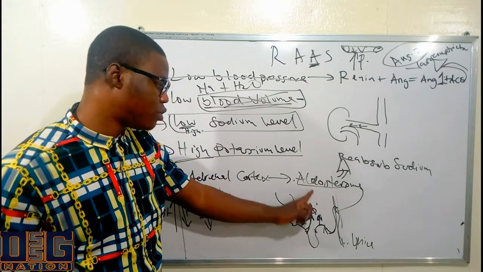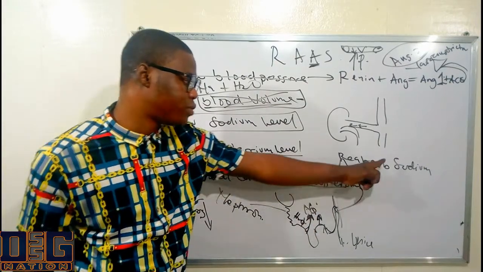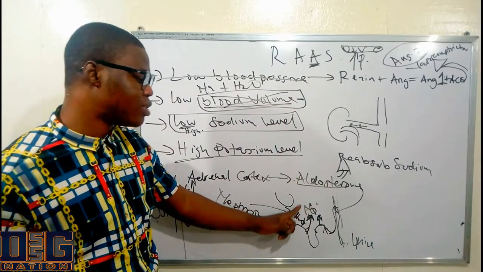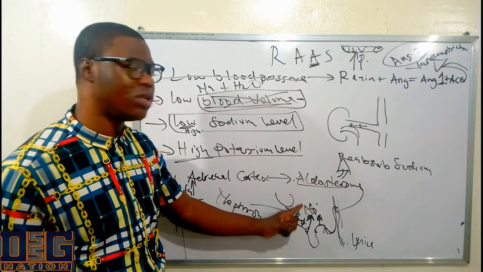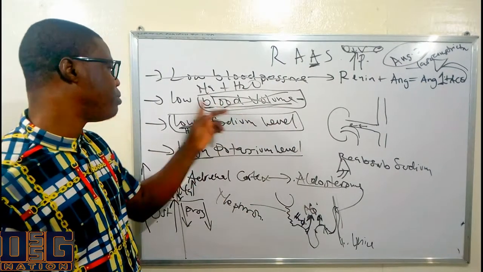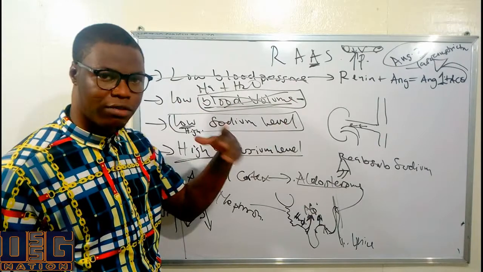And what is the function of aldosterone? That is the absorption of sodium. So sodium is going to be reabsorbed into the bloodstream, and then wherever sodium goes, water is going to follow as well. So making water and sodium reabsorb together from the kidney, and that is going to bring about the normal blood volume again. The blood volume is going to be normal.